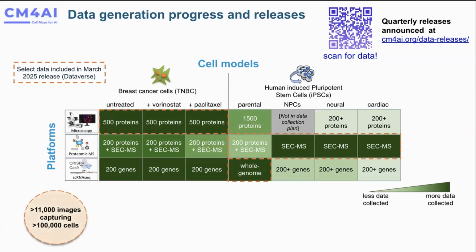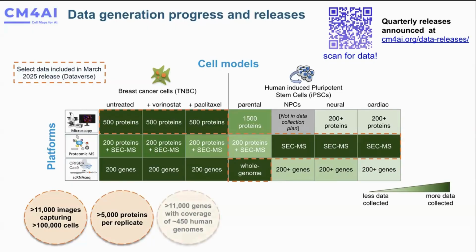And just to point out some additional numbers, if you just look at the number of proteins or genes that we're collecting, it might not look like there's that much data. But for example, in the images that we released in March, the data set actually captures over 11,000 single images, capturing over 100,000 cells, a very large data set. For the SecMS data that we released, it's actually more than 5,000 proteins per replicate, with multiple replicates released.